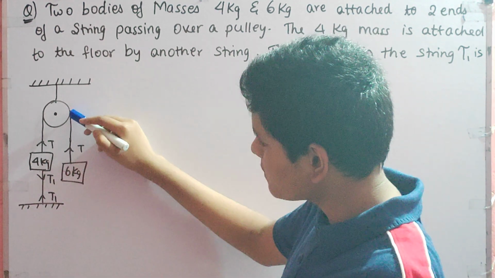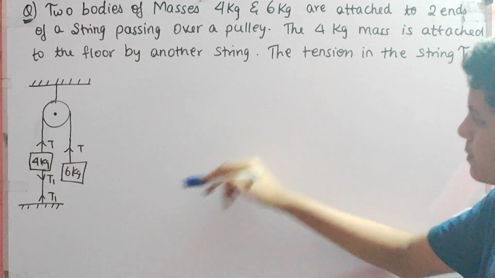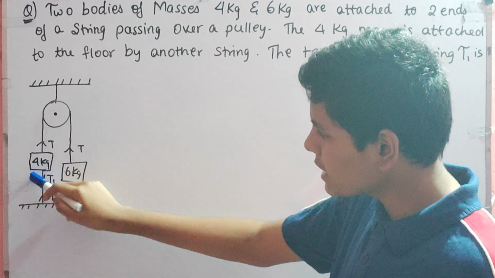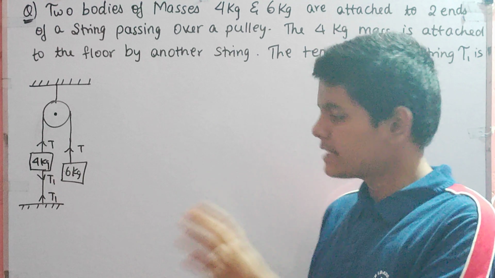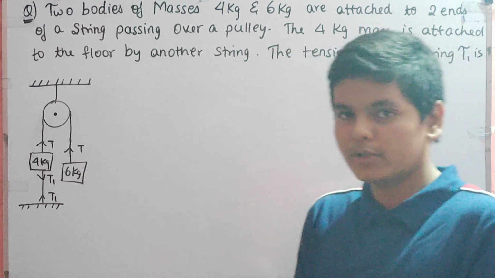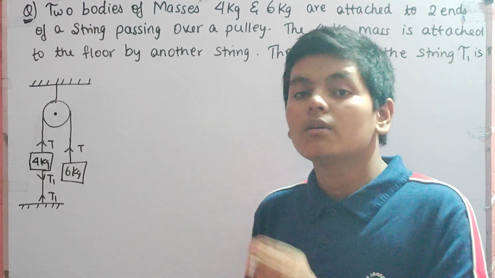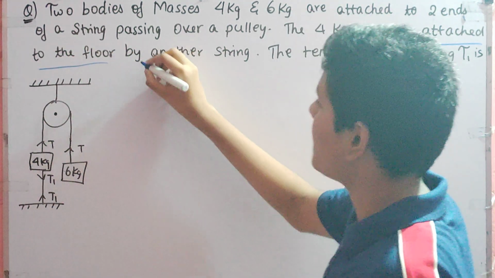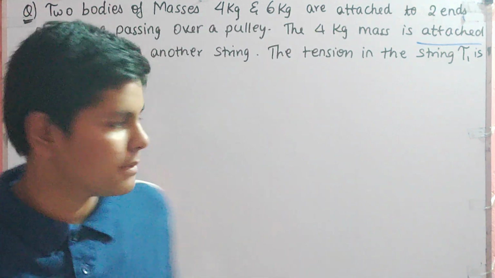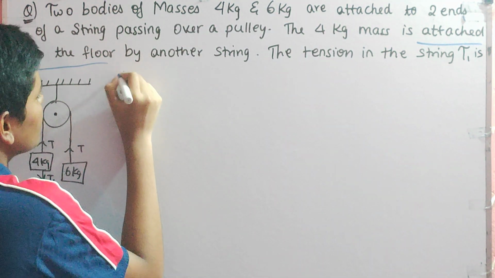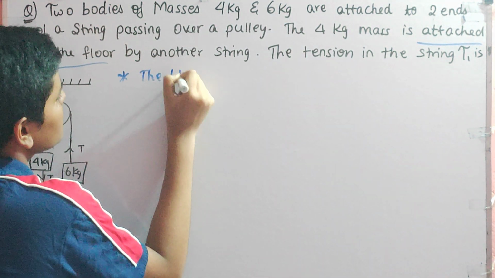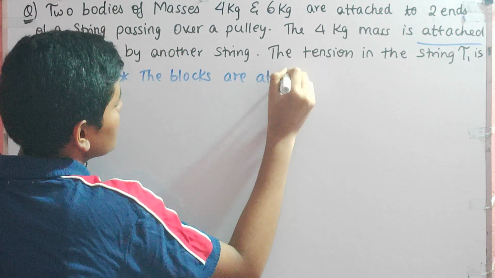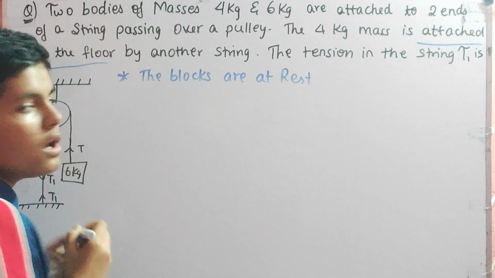So there is a pulley and the string is passing over the pulley like this. One is a 4 kg and one is a 6 kg mass. And this 4 kg mass is actually tied to the floor or to the tabletop, wherever it is tied. Because of this, they have given here attached to the floor by another string. So this statement means that the first conclusion which we can make is the blocks are at rest.